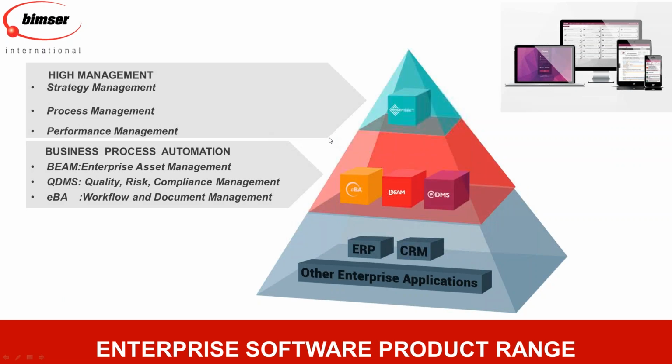Here you can see how we position our products. Ensemble is a managerial tool, that's why it's on top. EBA is a workflow engine, BIM is an asset management system, QDMS is a quality management system, are designed to automate business processes, basically. Our products are ready to run standalone, and we integrate them to ERP systems, CRM systems, and other enterprise level systems or any other software system available at customer's location. So the idea is to basically provide and help customers have an integrated management system.